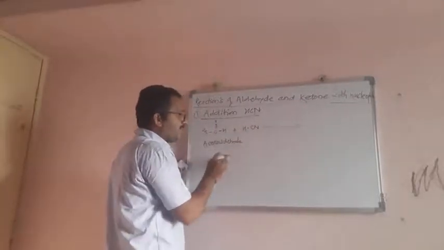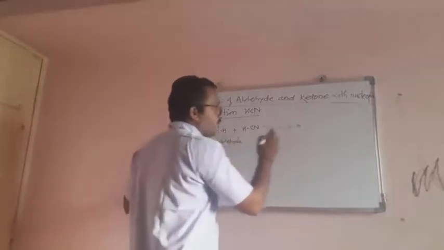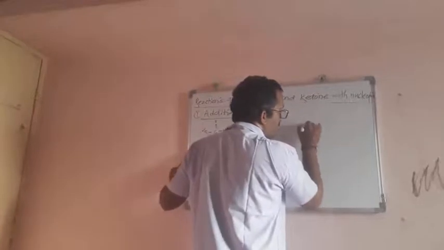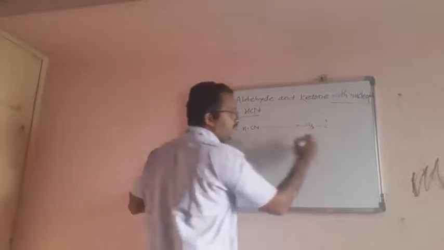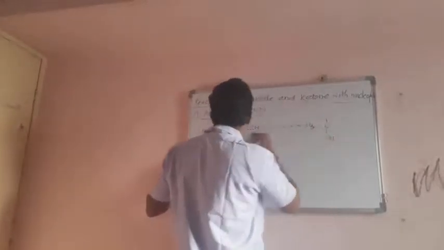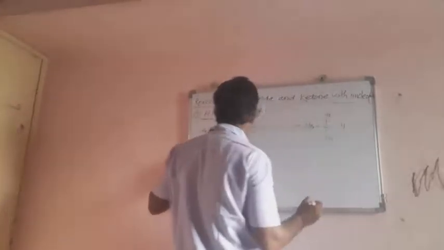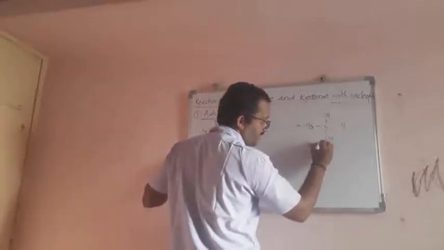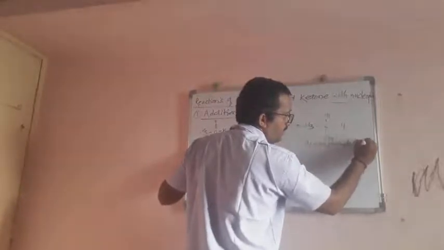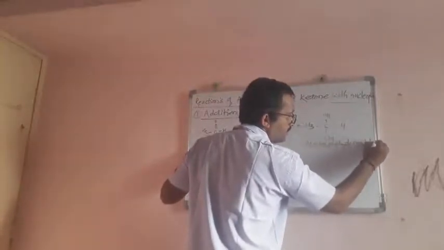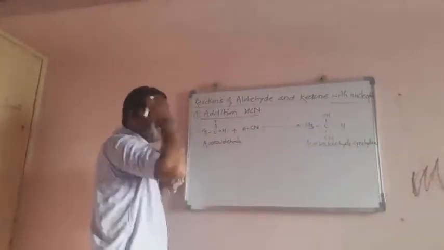Then this CN minus attacks the electropositive carbon atom of the carbonyl carbon and forms a product, that is CH3 C with CN attached here. Then this double bond will be broken and it gets converted to the OH. The name of this compound is acetaldehyde cyanohydrin.